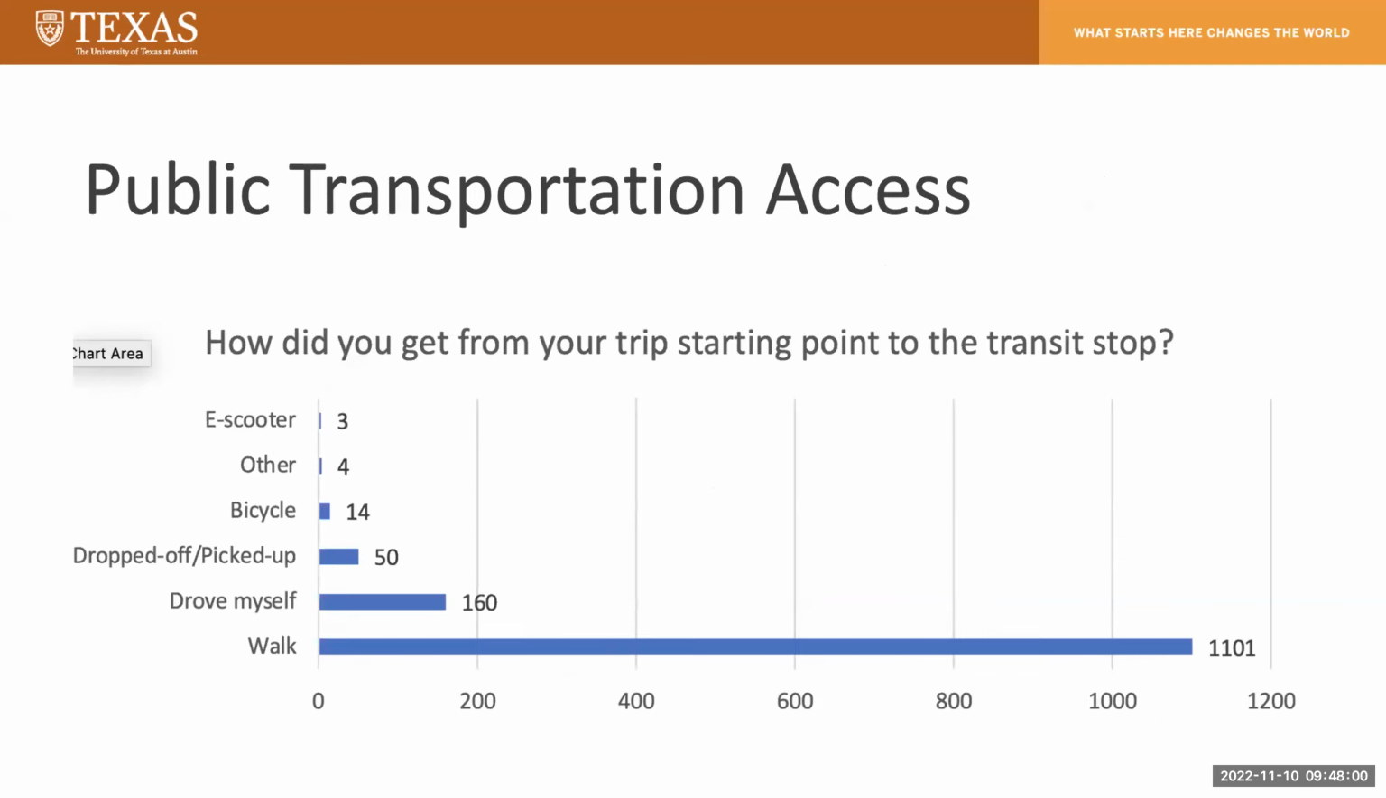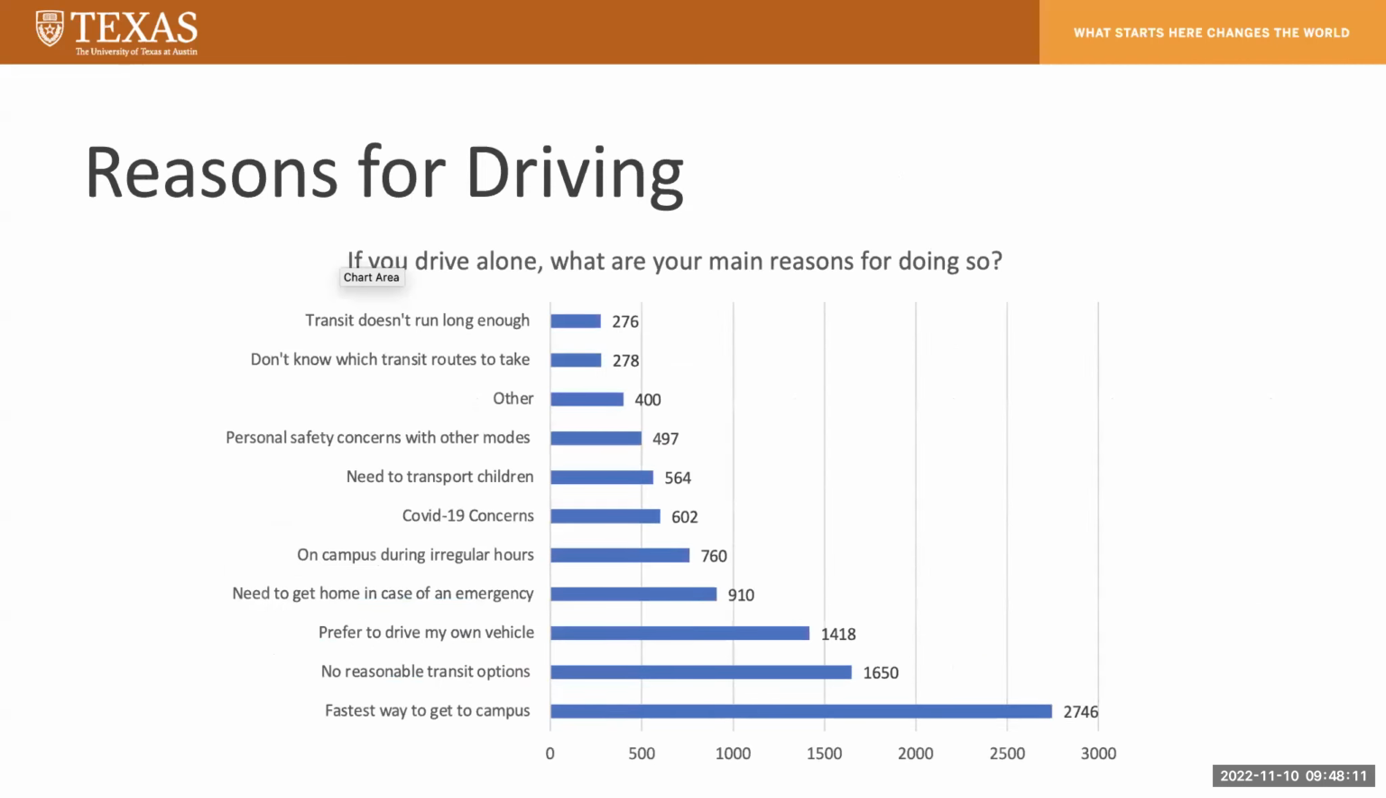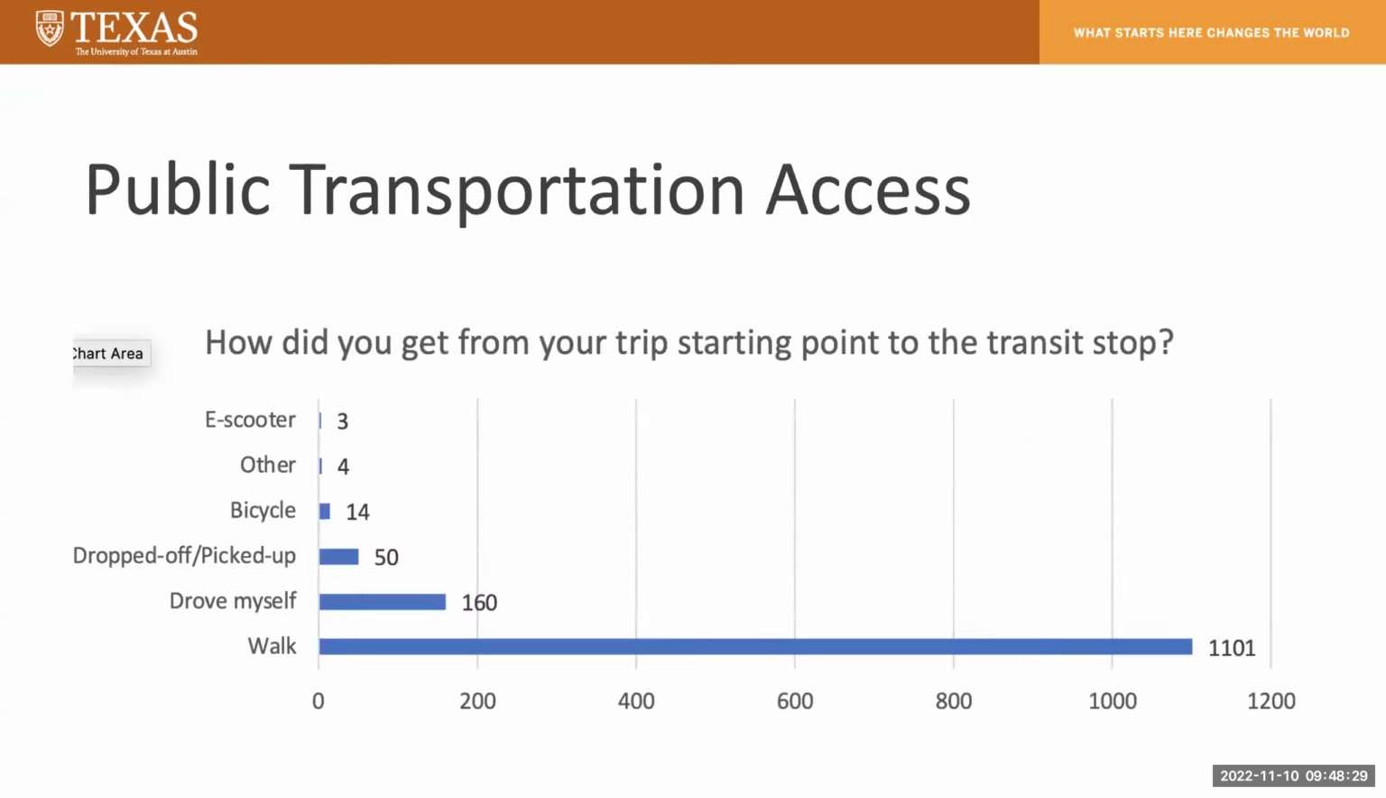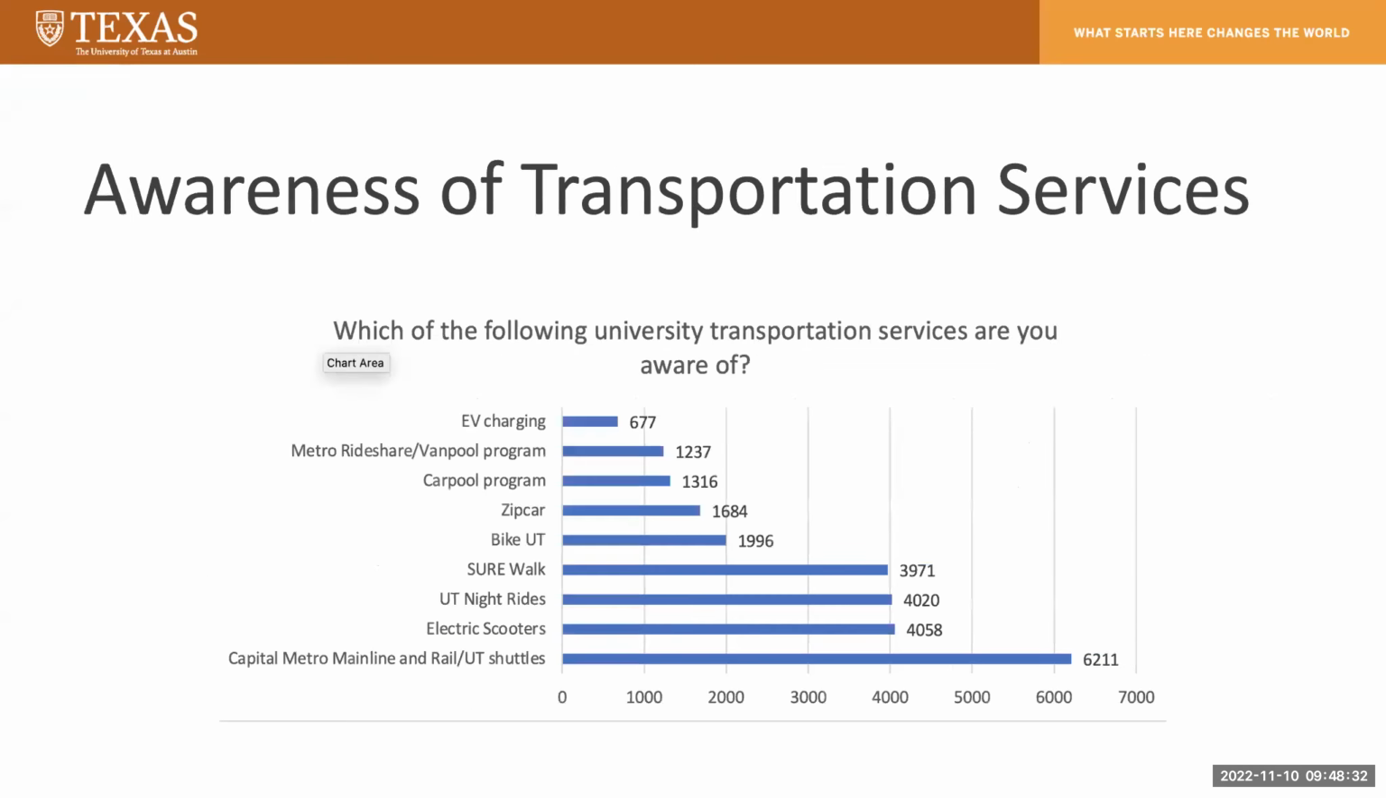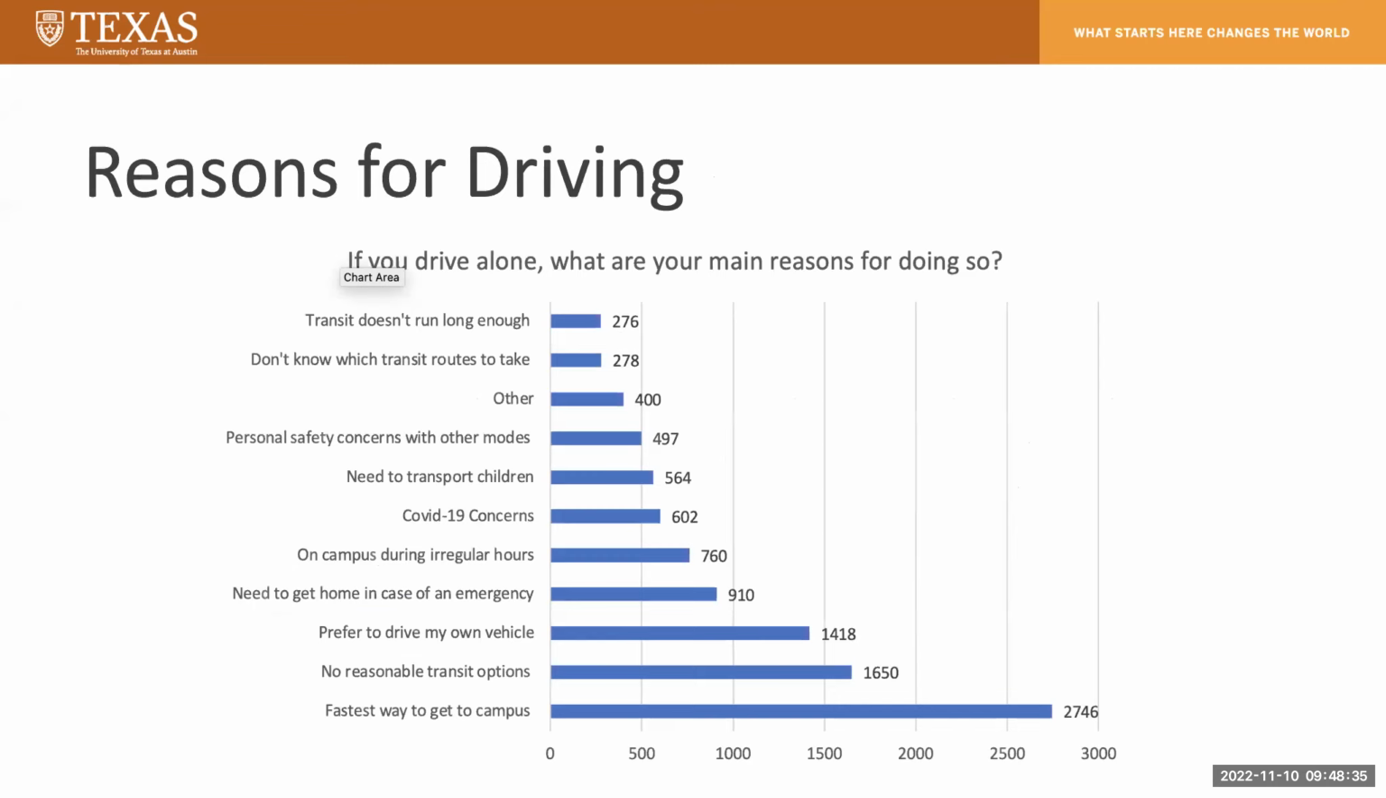We asked how people got from their starting point to the transit stop if they use public transportation, and the vast majority walk, and that's pretty much as expected. We asked why people drove their cars, and really, if you look at the bottom of the chart here, the largest number of people responded that it was the fastest way to get to campus, or that they had no reasonable transit options. And that's probably true, particularly for staff. And they also simply prefer to drive their own vehicle. And so those three are the primary responses.